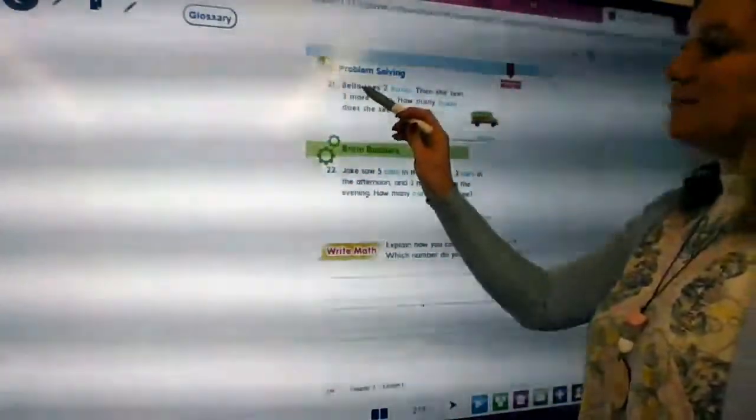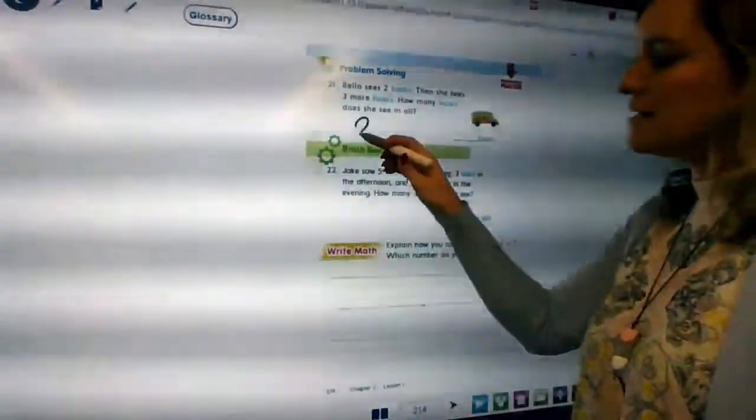Number 21 says Bella sees 2 buses. Okay, 2 buses. Then she sees 3 more buses. Okay, how many buses does she see in all? So she saw 2 buses. She saw 3 more. More means add. So she saw 3 more.